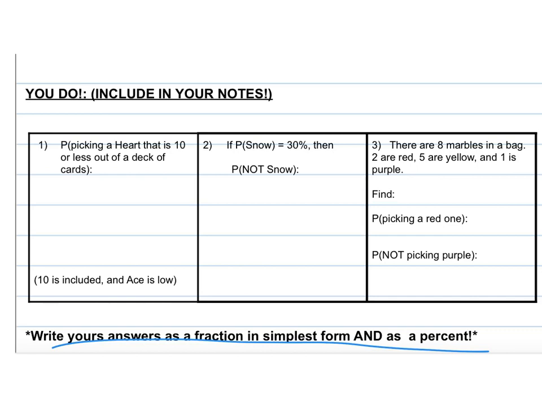Okay, so number 1, we're talking about cards. Number 2, if it is snowing, then what's the probability that it's not snowing? And then number 3, we're looking at marbles. So we're trying to figure out the probability of picking a red one and the probability of not picking a purple, so every other color. So complete these at the bottom of your notes. I'm not going to go through them. They're kind of like a little check-in for me.